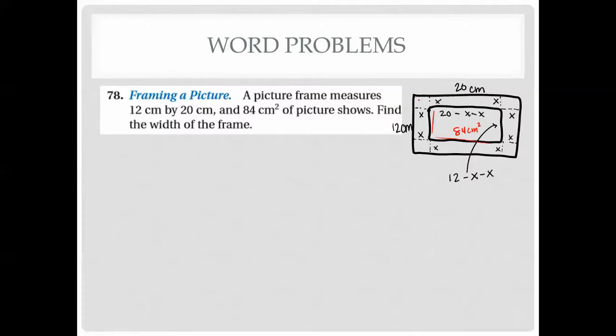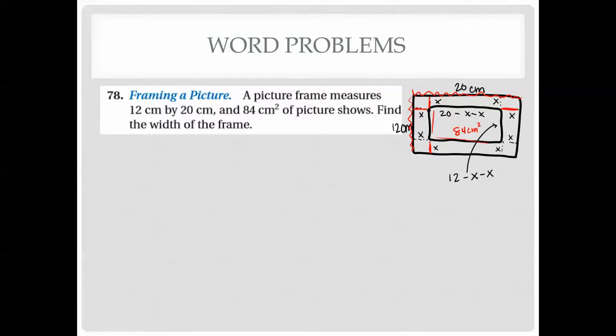So the outside length and width are 12 by 20. The frame has a width of its own, and then the area of the picture is 84 square centimeters. So we want to find the length and width of that area. Well, we can take the long piece, 20, and then we're subtracting this width, x and x. We have to subtract it twice because it happens on both sides. And then same here. We know this long side here is 12, and then we have to subtract x and subtract x. So we know that's 12 minus x minus x.